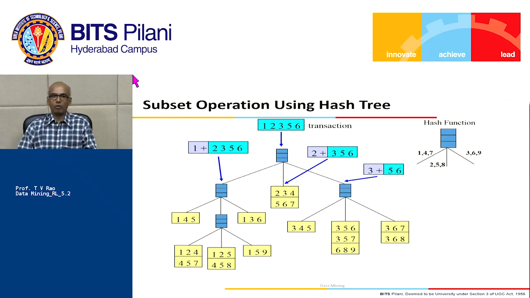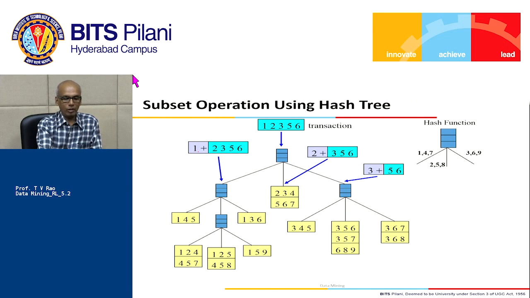Now let's say we have a transaction which is 1, 2, 3, 5, 6. One thing we know is that all the item sets are ordered in the same sequence, and the transactions are also ordered using the same sequence. So any item which starts with 1 has to be found only in this branch of the tree.